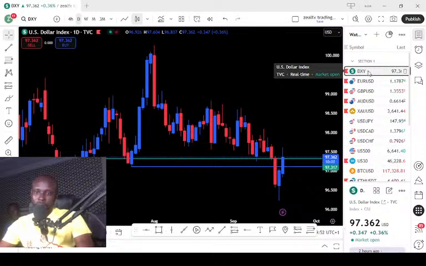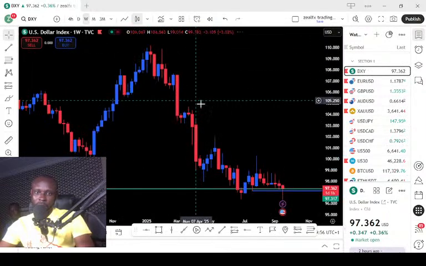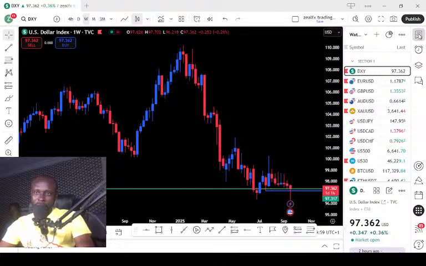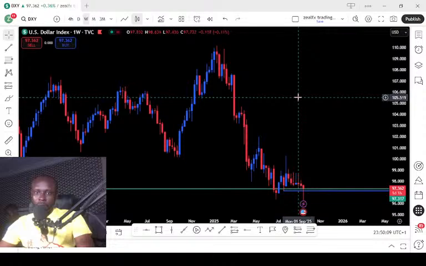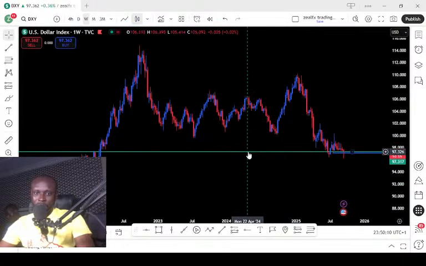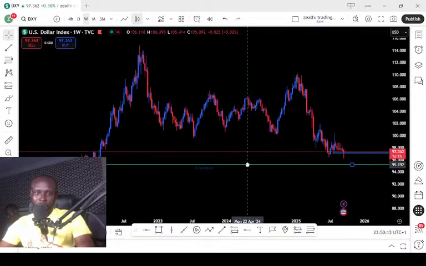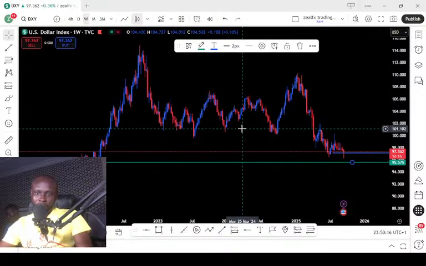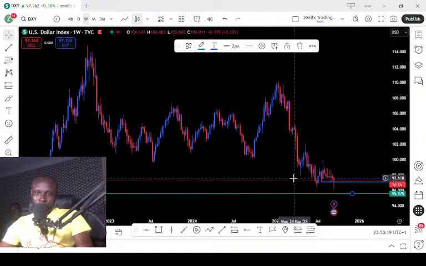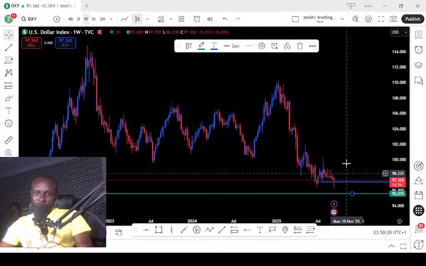So let's get started. So we start with the DSY. The DSY on my weekly chart still remains on a downtrend. We still have a downtrend structure on the DSY. So long as we have a downtrend structure on DSY, we expect price to still push lower. We expect price to touch this support level, but if price fails to break this particular support level, we expect a resumption of the uptrend.